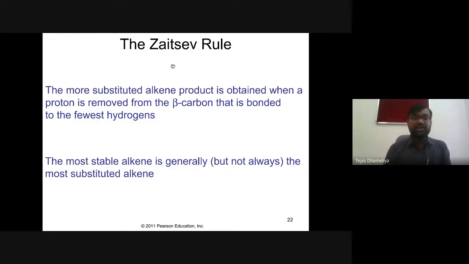What is the rule? The rule is that the more substituted alkene product is obtained when a proton is removed from the beta carbon bonded to the fewest hydrogens. That is the rule.